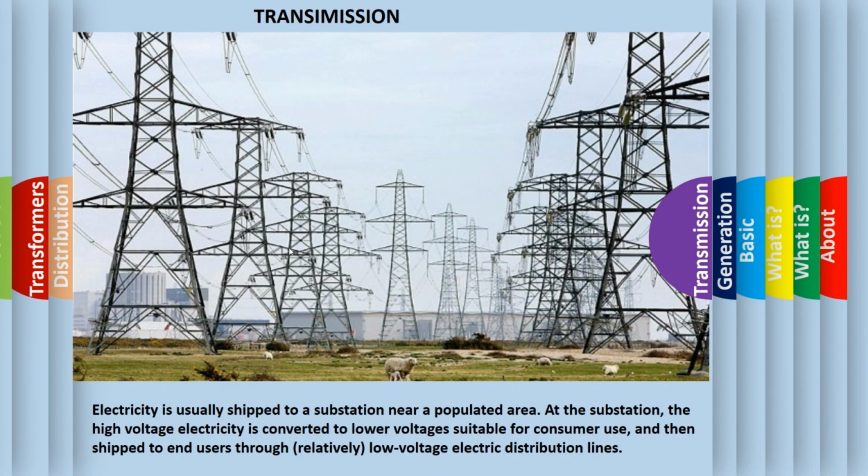Let us talk about transmission. Here, after electricity has been created, we need to transmit it over a long distance such that it goes to the consumers. Electricity is usually shipped to a substation near a populated area. At the substation, the high voltage electricity is converted to low voltage suitable for consumer use, and then shipped to the end user through relatively low voltage electricity or electric distribution lines.